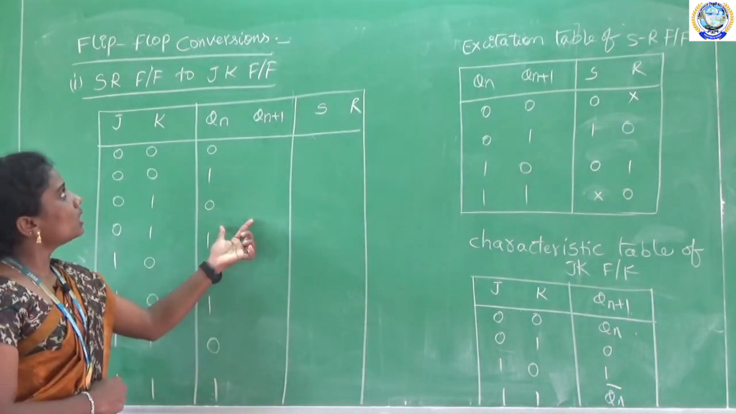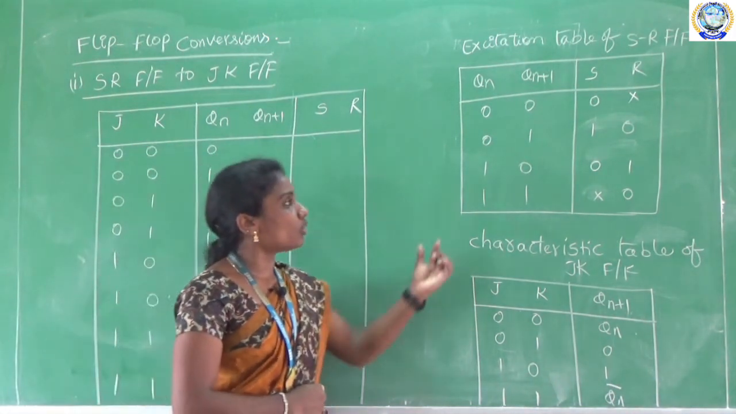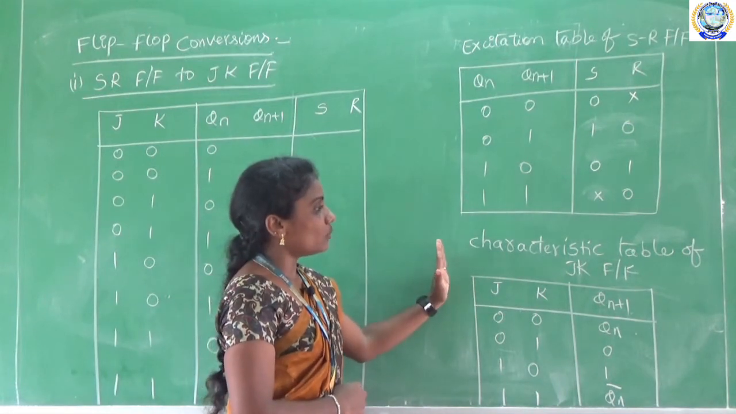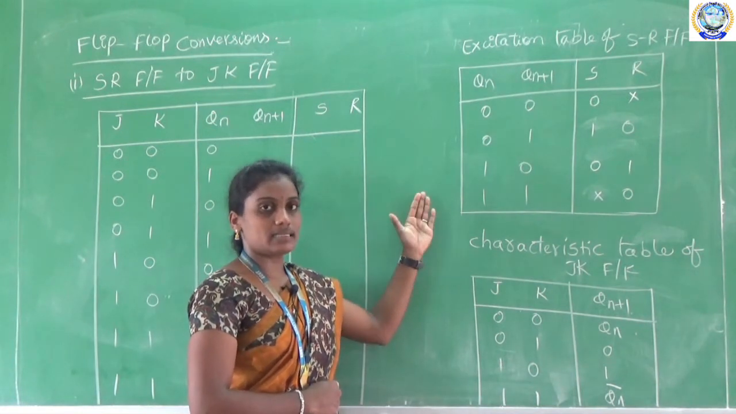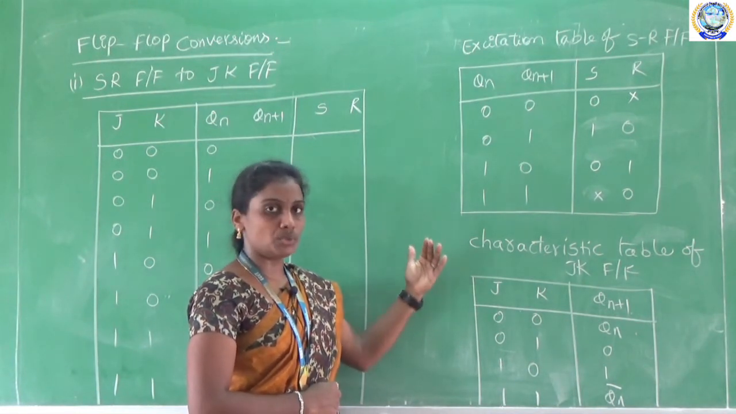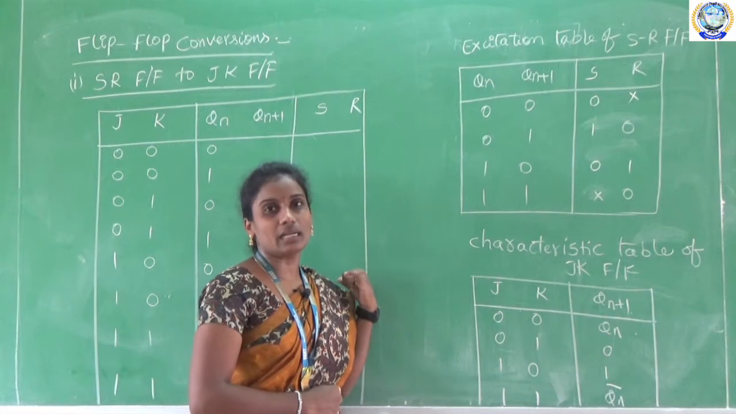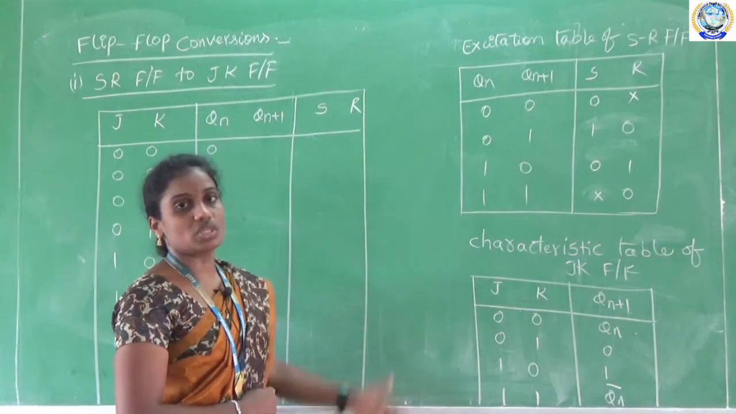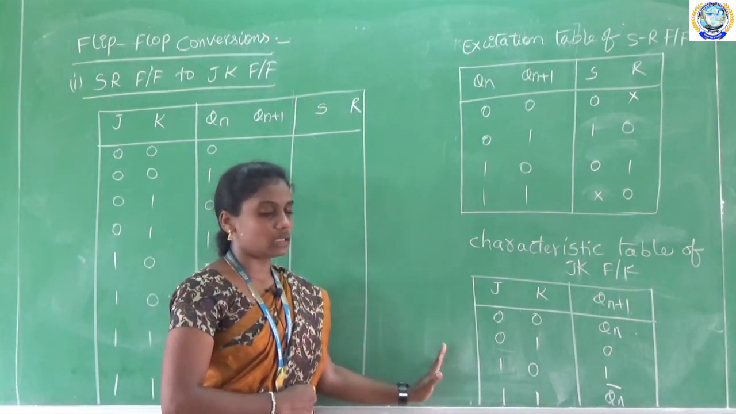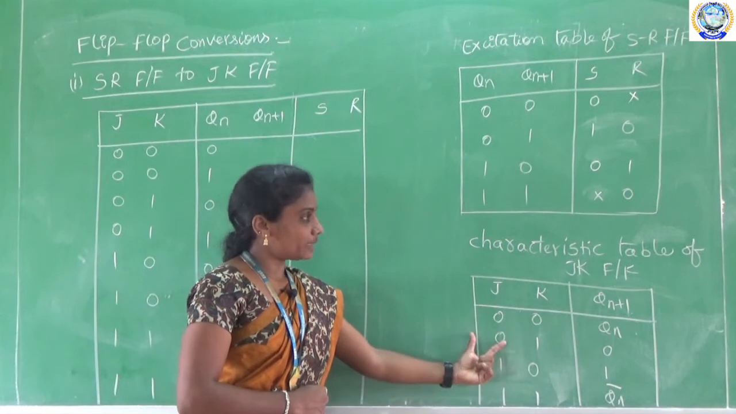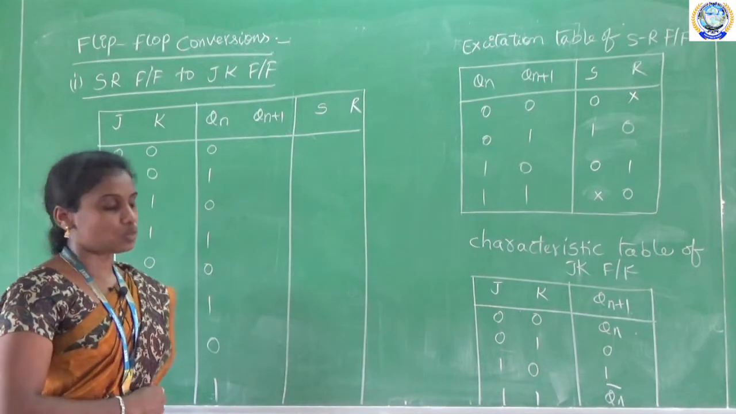So in order to convert the SR flip-flop into JK flip-flop, we need the excitation table of the SR flip-flop and the characteristic table of the JK flip-flop. Already we discussed how to write the excitation table of the SR flip-flop and how to write the characteristic table of the JK flip-flop. From that knowledge, now we will convert the SR flip-flop into JK flip-flop, right? So first I am considering the characteristic table of the JK flip-flop. According to this characteristic table, now I will define the next state, that is Qn plus 1, right?